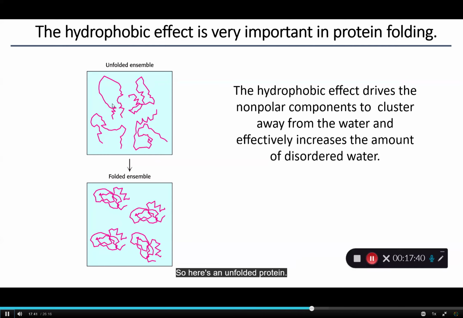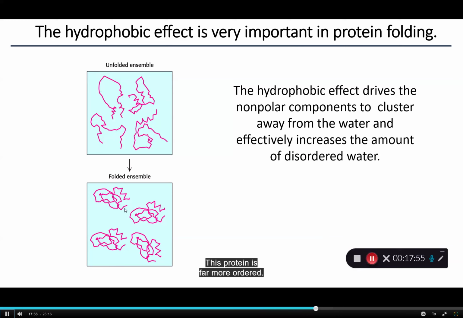So here's an unfolded protein. Lots of water molecules are surrounding this thing to try to dissolve it. And so these are 4 different proteins. This protein itself is fairly disordered, right? It's not folded up, it's taking up more space, it's wiggling around. This protein is far more ordered.